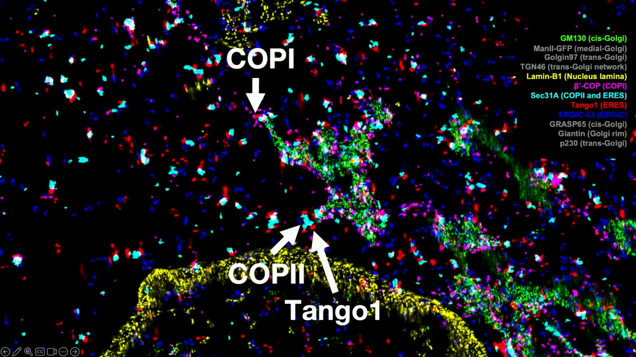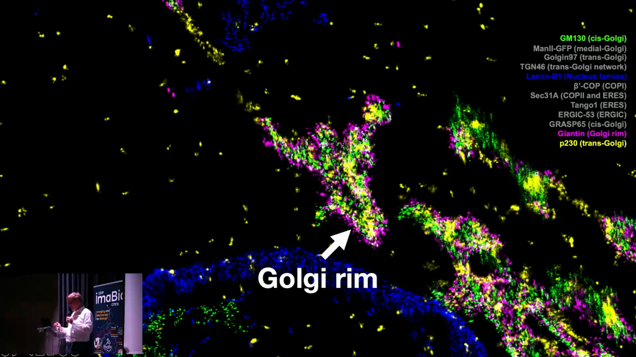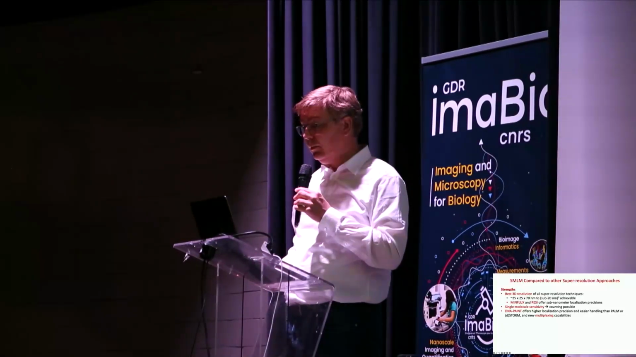COP1 vesicles are in different locations here surrounding the Golgi. And I already introduced you to these rim Golgins, right? Which can nicely be shown in the same data set. And then, of course, you can look at lamin and other labels at the same time.